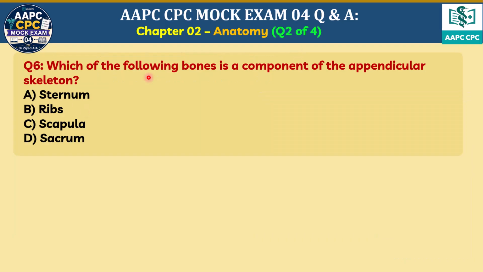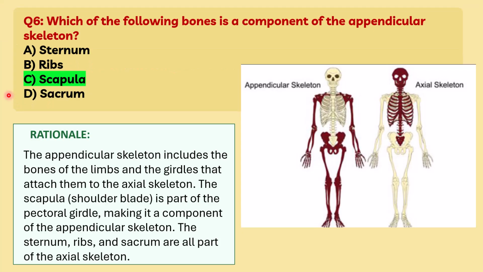Question number 2. Which of the following bones is a component of the appendicular skeleton? A. Sternum. B. Ribs. C. Scapula. D. Sacrum. Think the answer. The correct answer is C. Scapula.